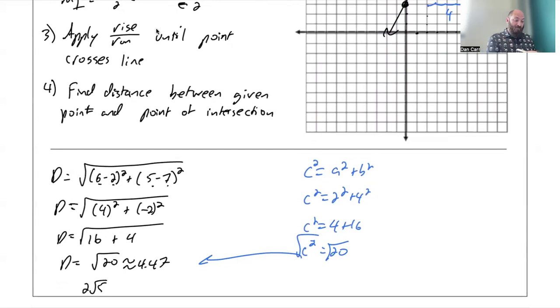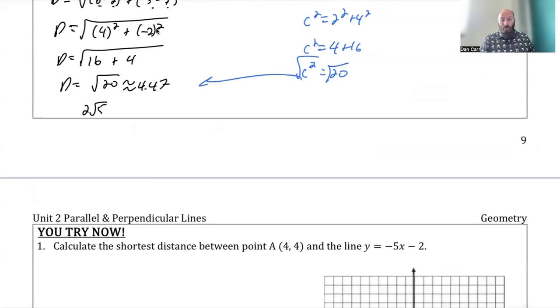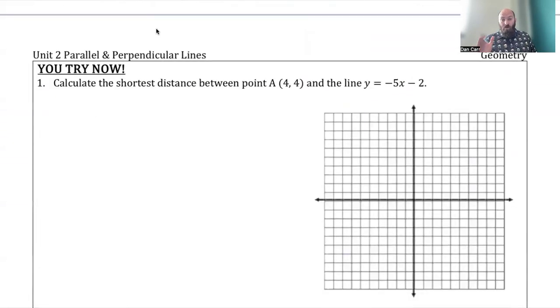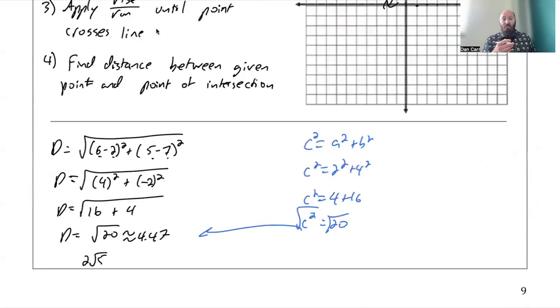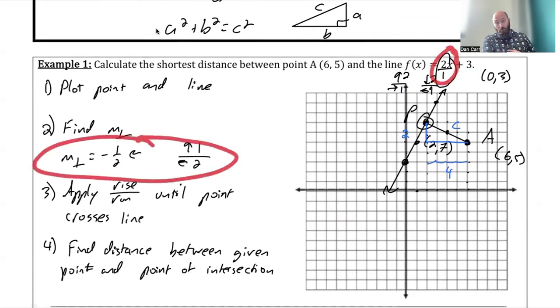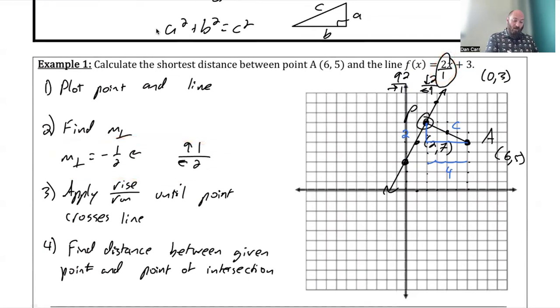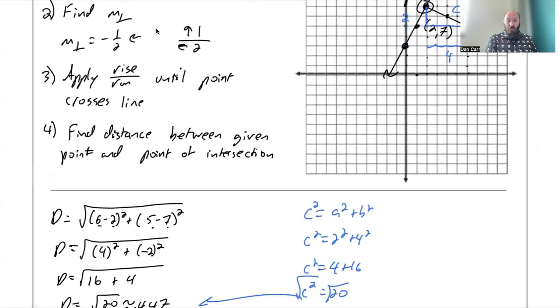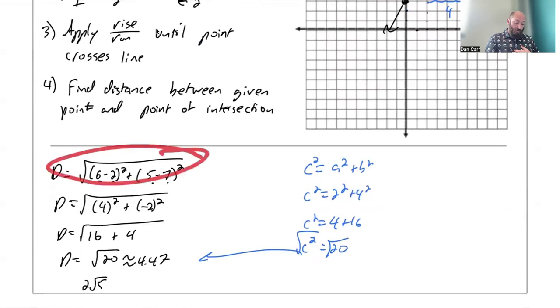Okay, and that's it for that one. These problems are all exactly the same. So again, you're going to go through these 4 steps. You want to plot your point and line. You want to find what's perpendicular to the given line. So again, my 2 over 1, in this case, my perpendicular was negative 1 over 2. Apply the rise over run until you get from your point to the line, until it crosses. Then the final step is to just find the distance. So it's up to you if you want to do the distance formula or the Pythagorean theorem.